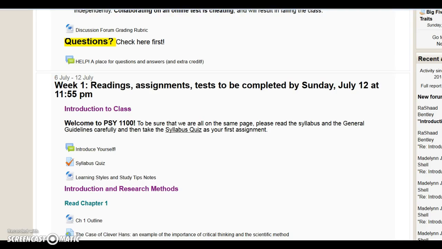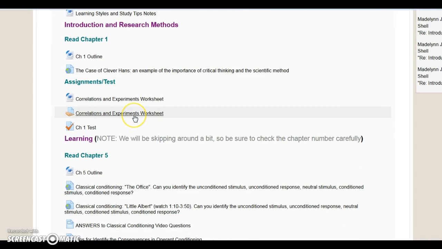In terms of feedback from last week, for the correlations and experiments worksheet, generally people did very well. One issue that I saw was that for the correlations, many of you either did a correlation of 0 or positive or negative 1. In the social sciences, it's very rare to get a perfect correlation. A correlation of 0.7 would be considered really strong because in the real world, when we're dealing with people, it's very unlikely that they will do exactly what we predict.